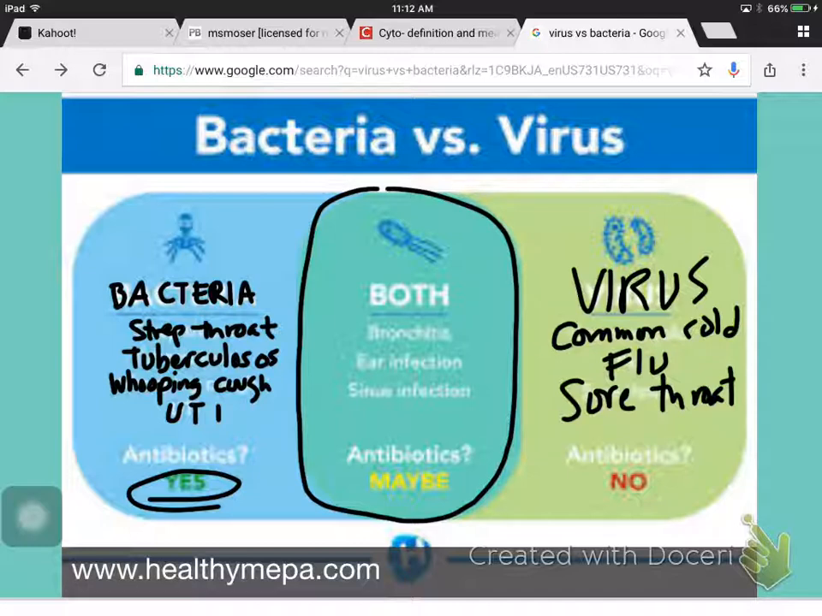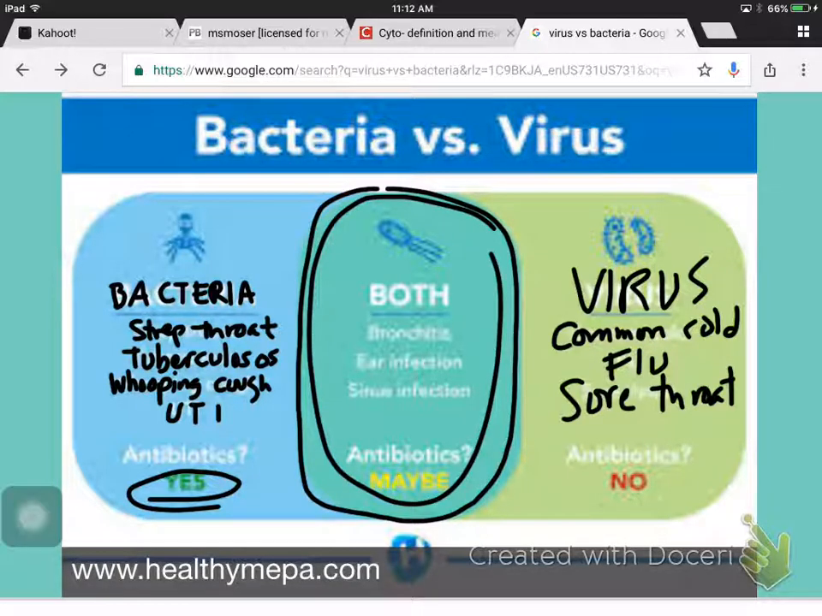Okay, now, there are things that can be either bacterial or viral. Bronchitis. If you have asthma, my fellow asthmatics of the world unite. You have nothing to lose but your... Bronchitis is an infection of the lungs. You can have viral bronchitis. You can have bacterial bronchitis.